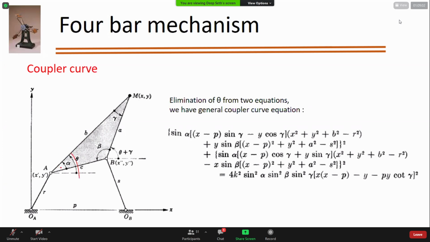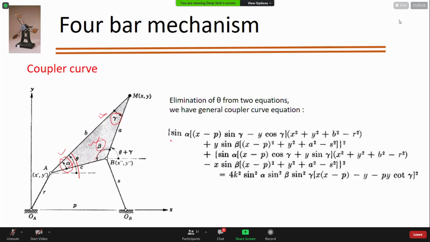We already know alpha because your coupler angle is fixed. This beta is also known, and this gamma is also known. In your equation, you just basically have to replace your theta with the known values of alpha, beta, and gamma. So you have to define your theta in such a way that it is defined in terms of alpha, beta, and gamma, and enter it in the equation.